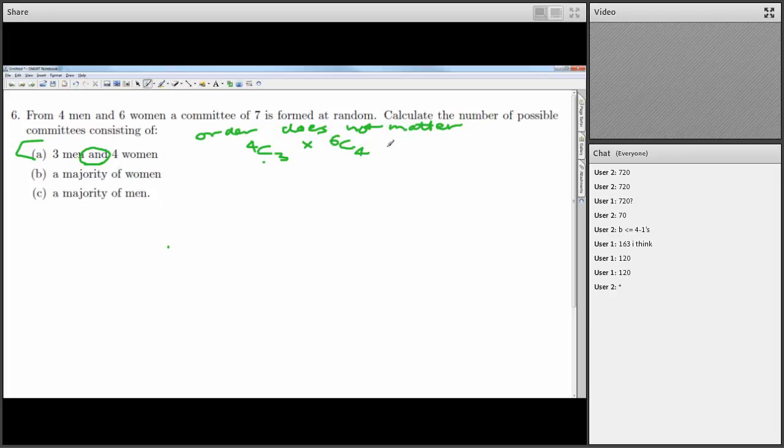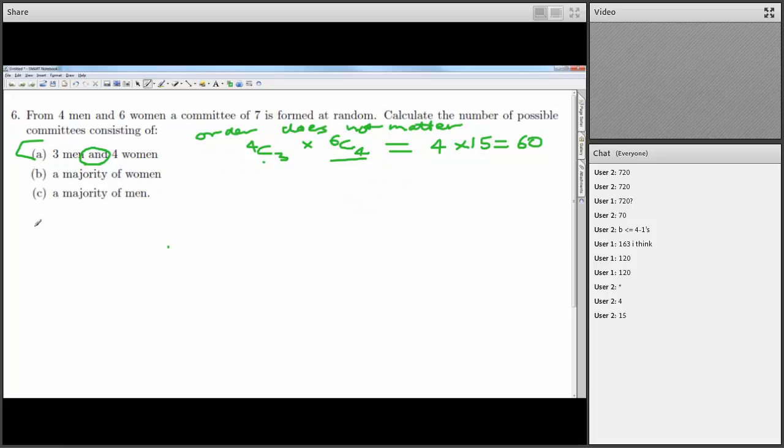So now it's just a matter of getting your calculator out. So 4 choose 3 is equal to what on your calculators? How many ways are there of picking the 3 men from 4? The answer is 4. So it's 4 times 6 choose 4, which is equal to what? 15. And 4 times 15, your calculator can tell you, is 60. So there's 60 ways of picking a committee of 3 men, 4 women.